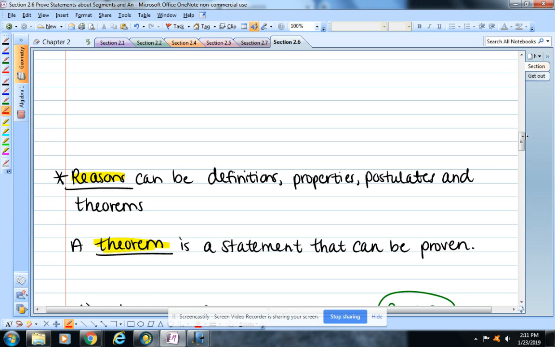Okay, before you can say a statement, you have to have a reason, a concrete property. Or it just says right here, a reason can be any definition, property, postulate, or theorem. So that's why it's so important to know our terms, to know our vocabulary. Because sometimes, if I say the word bisector, that could be a reason, the definition of an angle bisector.